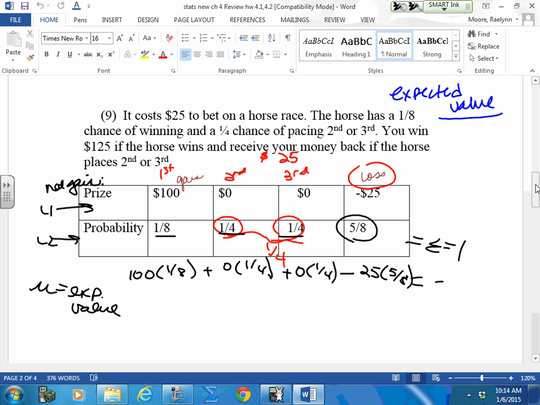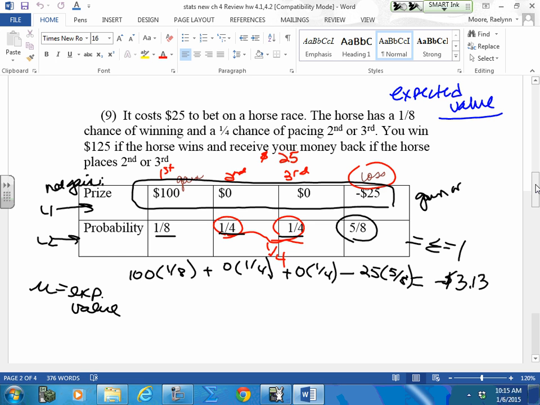Overall, you will end up losing $3.13. Expected value overall, because most of the time, more than half of the time, you're losing. The important part is this piece right here. This is your gain or loss. Don't forget that $25. We bet it. So if you win $125, you technically didn't win that. You only won $100 because you already bet your $25.